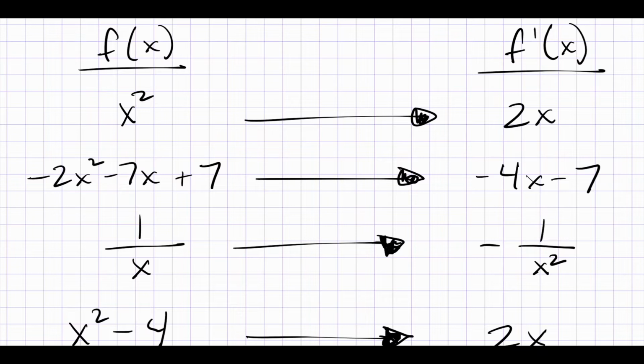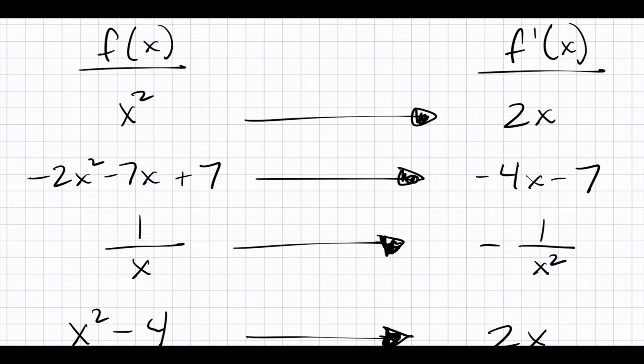It's the first rule. It's the one you're going to use the most often. What you do is, if there is a power, you move it to the front. And then this power decreases by 1. So this 2 would move to the front. That's why the 2 is up here. And then I subtract 1 from the power. You always subtract 1. And it becomes that.